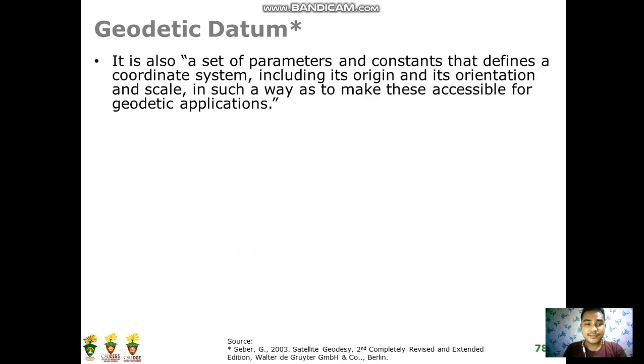And a geodetic datum is also a set of parameters and constants that defines the coordinate system, including its origin and its orientation and scale in such a way as to make it accessible for geodetic applications. Datum is the starting point.